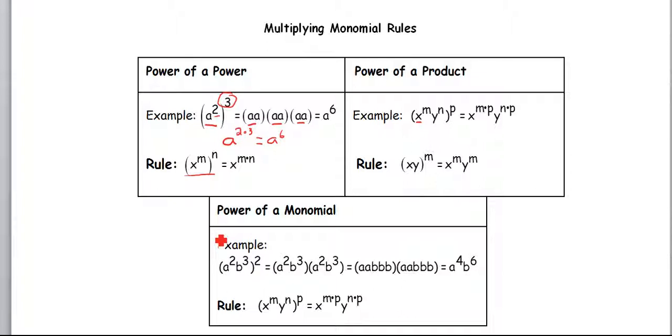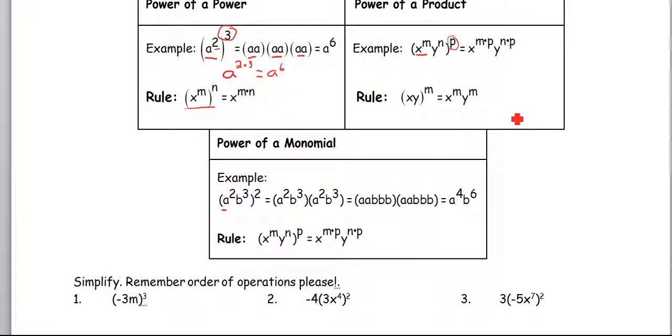Now, you have to also remember that when you're doing this, if you have a power outside the parentheses, it is a power to everything inside the parentheses. So if I have x to the m power here, it needs to be multiplied by the power of p. So I have x to the power of m times p. And then I have y to the power of n, and that would also be multiplied times the p, because it's being raised to the p. Okay?